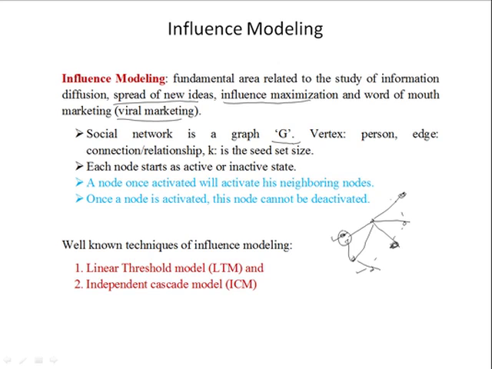So, in influence modeling, each node starts with some initial active state. For example, we start our marketing in this people network or social network. Then according to the rule of influence modeling, a node once activated will activate its neighboring nodes. For example, this can activate this or this node. If this node gets activated, then it can activate these nodes, and so on. The important point is, once a node is activated, it cannot be deactivated.